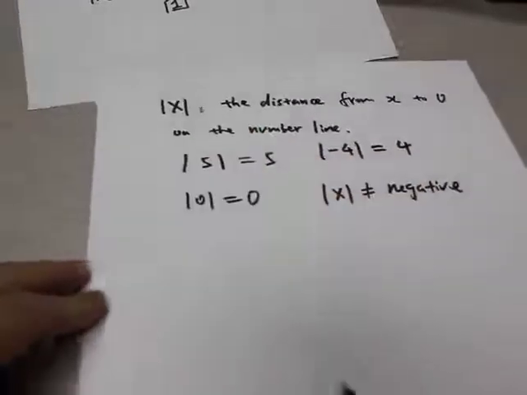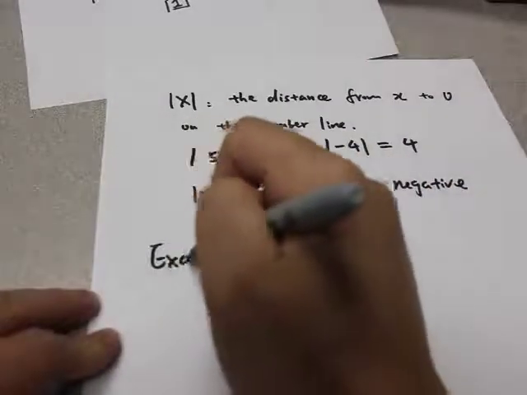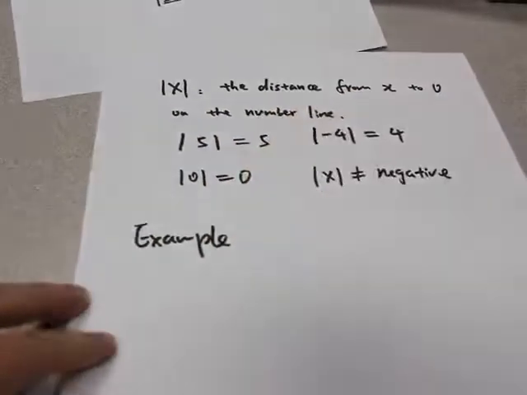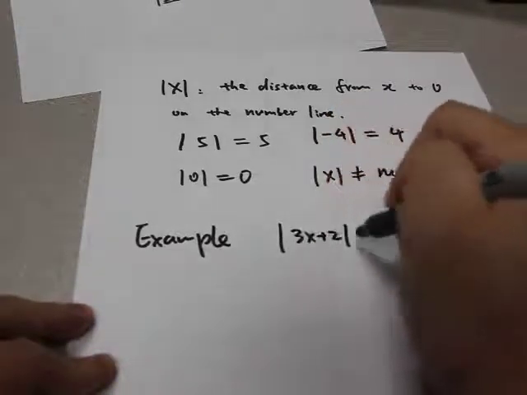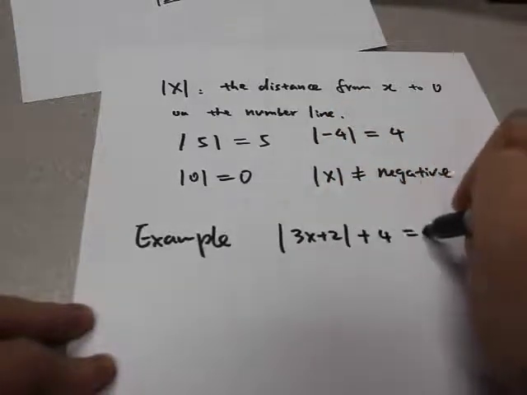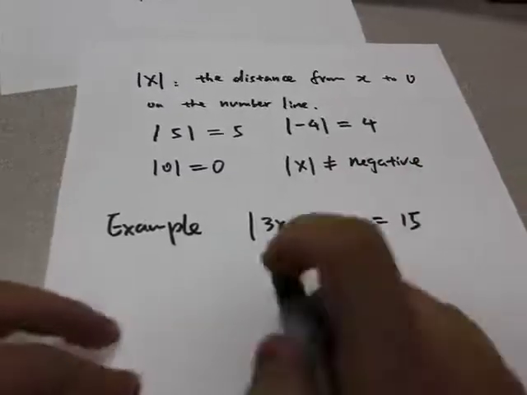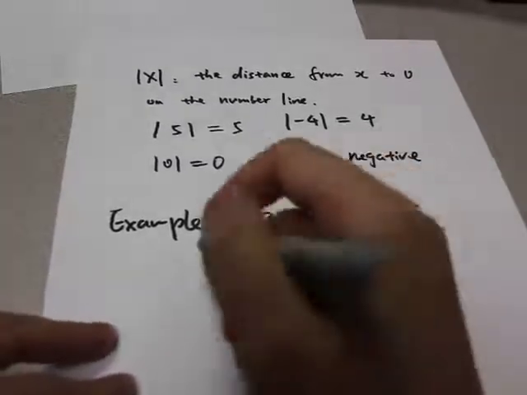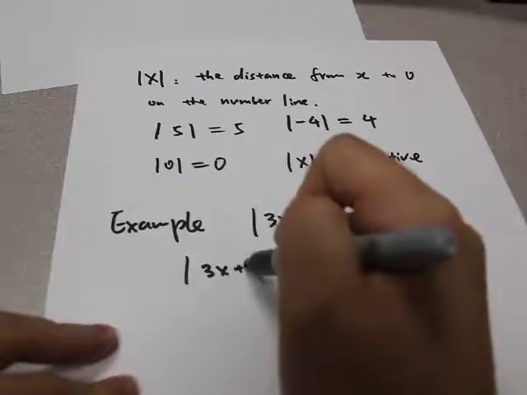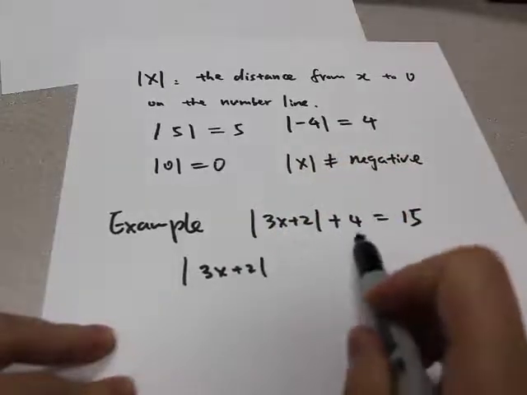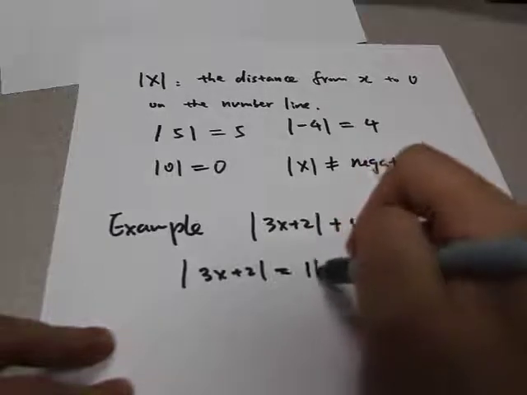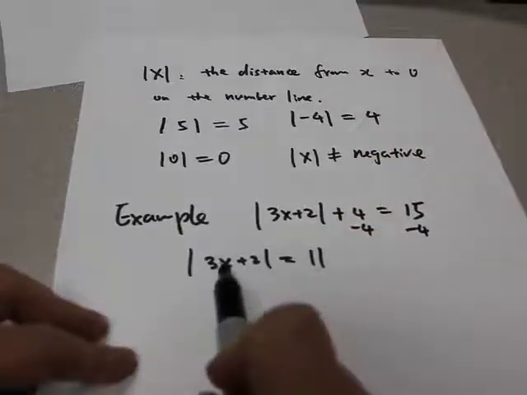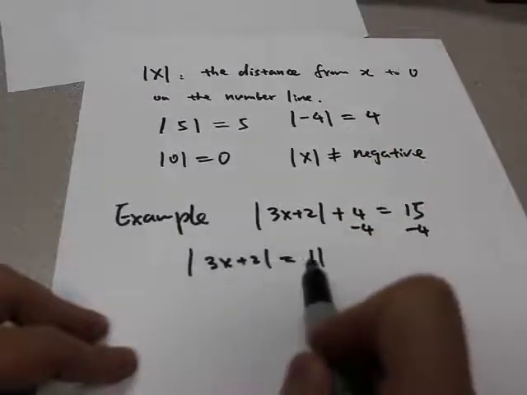Okay, so let me do another example. Right now, I want to solve this equation. First, I subtract 4 from both sides. So I change the equation into the absolute value of 3x plus 2 equals 11.